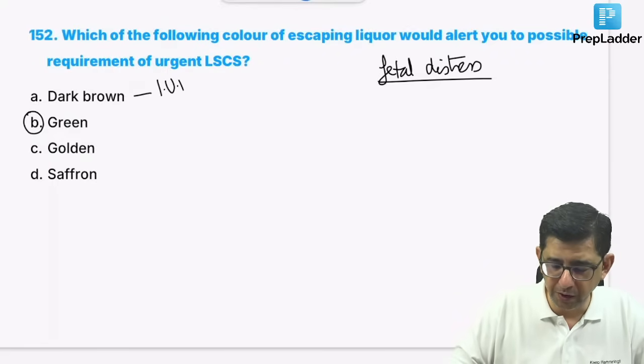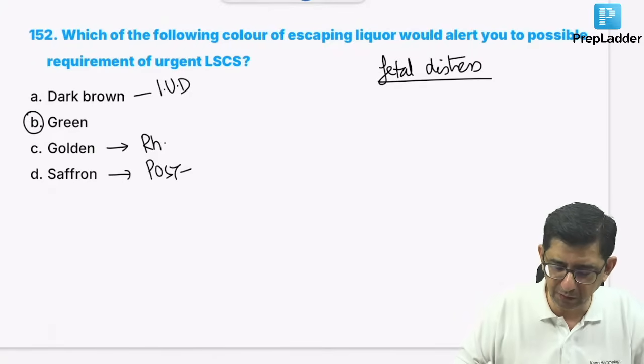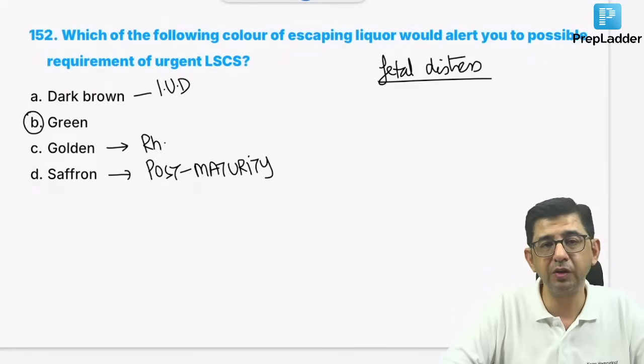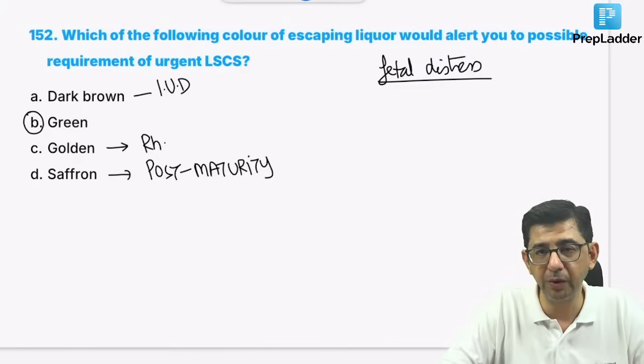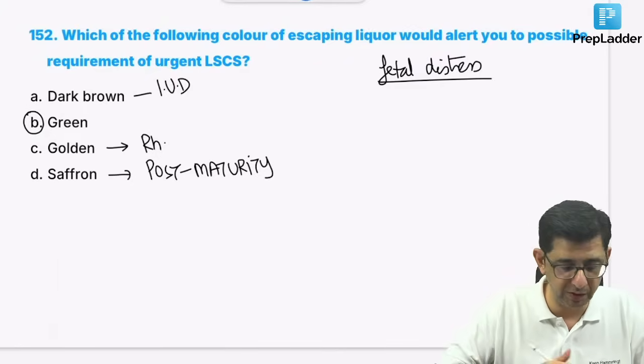Dark brown is for intrauterine death. Golden is for RH incompatibility. Yes, golden is for RH, and saffron is most of the time very subjective. But yeah, most of the time the books mention it for like post maturity. So the answer in this case is option number B, that is green discoloration of liquor would indicate that there is a fetal distress. Urine is 48 hours, guys, and feces, I think you asked from pediatrics domain. So urine can be passed up to 48 hours, but stool should be passed in the first 24 hours.